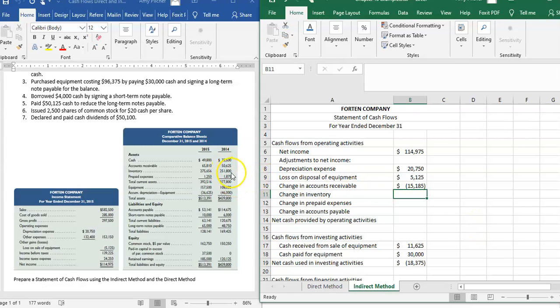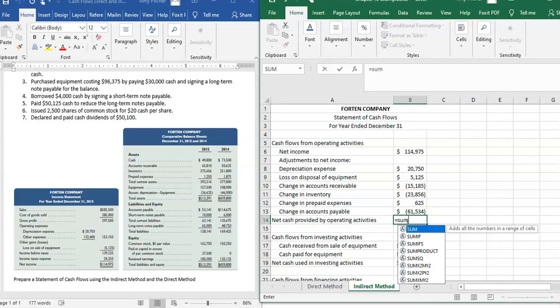We're going to look at the change in inventory. The amount in inventory increased. We will subtract our increase in inventory, $23,856. Our prepaid expenses decreased. We're going to add that decrease of $625. And then our last current asset or current liability is accounts payable. We had a decrease in accounts payable, so that is cash going out. We're going to subtract that decrease in accounts payable.